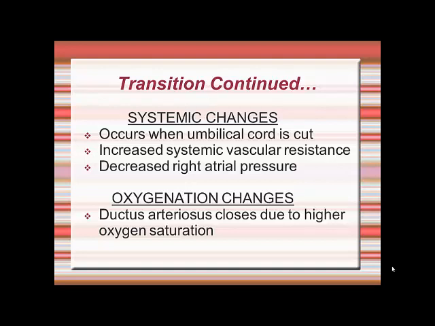It continues in that we know that these systemic changes occur when the umbilical cord is cut. The baby is no longer dependent upon the mom to supply the blood flow. There's increased systemic vascular resistance and decreased right atrial pressure. The oxygenation changes occur, of course, and those changes are what prompt the ductus arteriosus to close. So if there's adequate oxygen sat, you're going to have a closure of the ductus arteriosus.